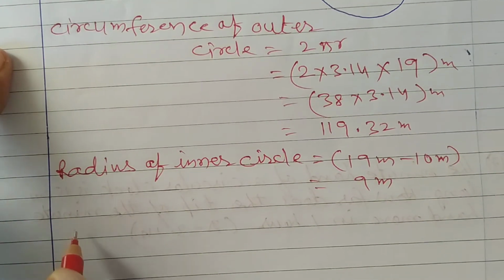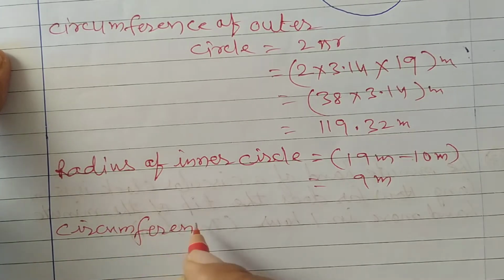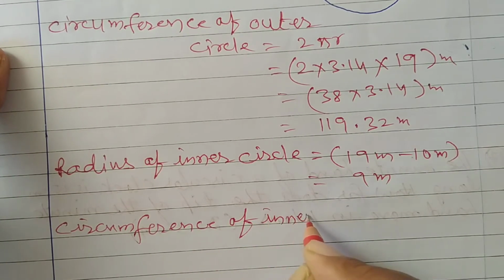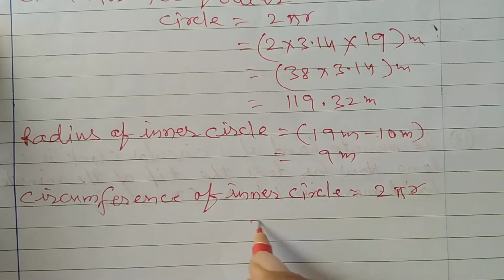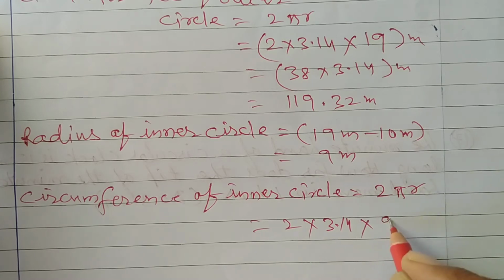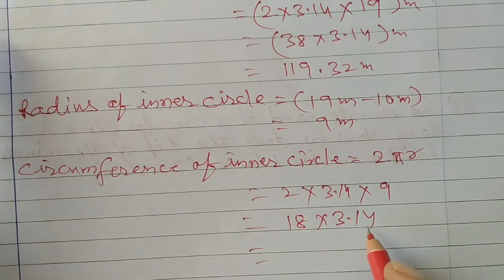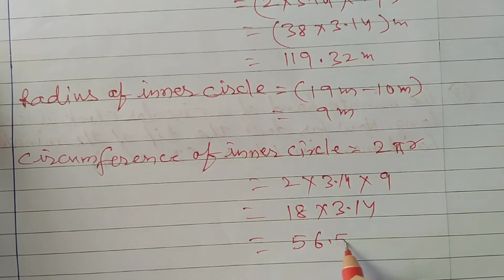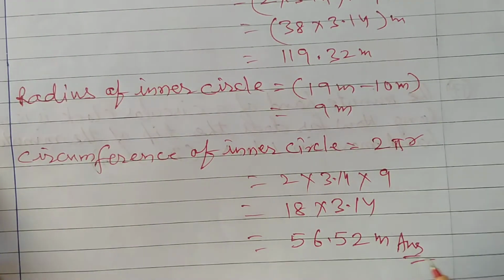So after that we can find the circumference of inner circle equal to 2 pi r. The 2 into value of pi equal to 3.14 into 9. The radius is 9. 9 2 is 18 into 3.14. 18 into 3.14 we multiply, it will come 56.52 meter. So this is the answer. 56.52 meter is the answer.